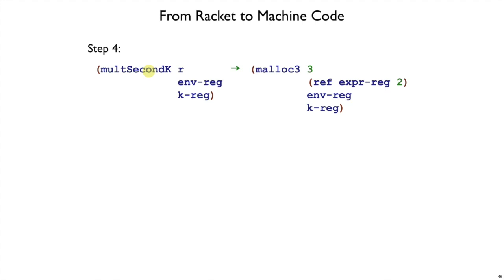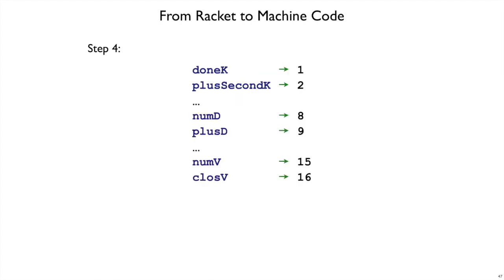That is, we have different kinds of records that we need to represent as distinct, and so we'll just pick a different number for each of them. Specifically, we'll use the number 1 to mean a done K record, 2 to mean a plus second K record, and so on. We will also need numbers for our different expds, because we're going to replace the type case there with the dispatch on numbers as well.